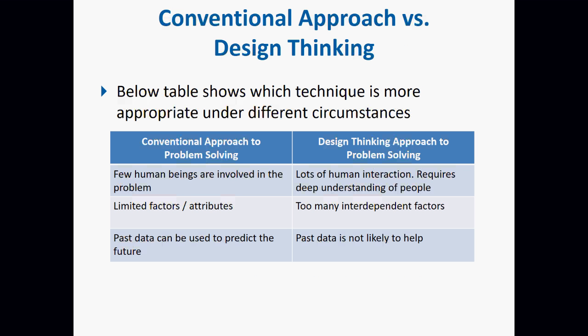Where there is past data that can be used to predict the future, then it's a conventional approach. Where past data is not likely to help because we are getting into newer territories of trying to solve problems, then design thinking is more appropriate. Hope it gives a good idea of what design thinking is, and how it is different from the conventional approach.